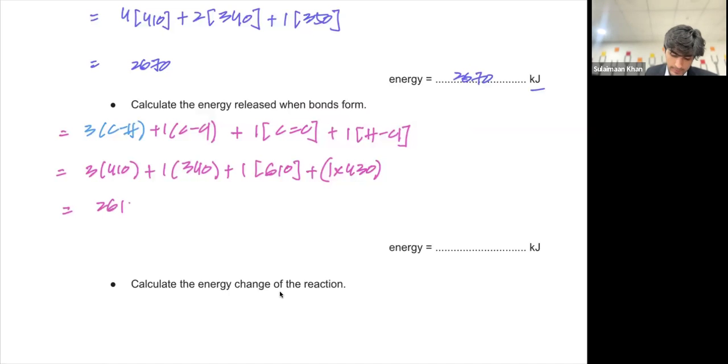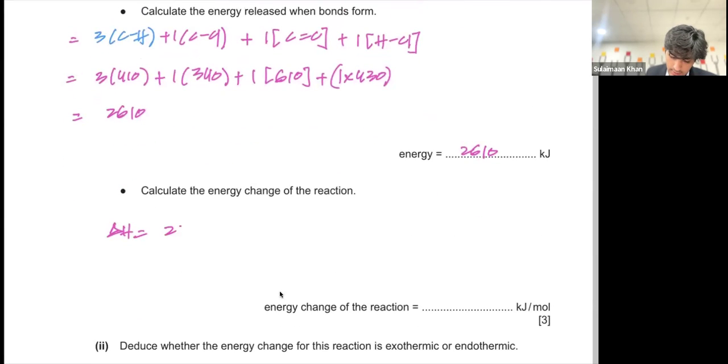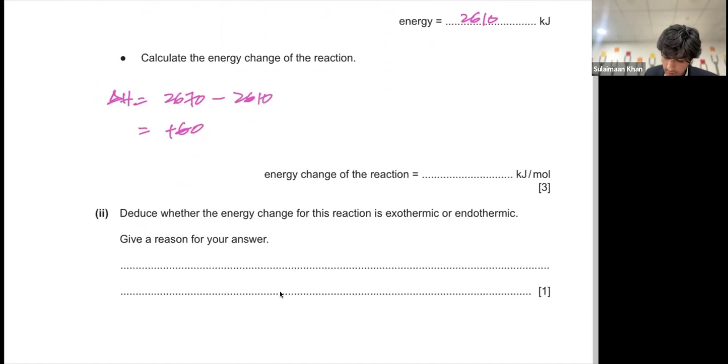2610. Thank you. So 2610. Can somebody confirm this, please, too? So enthalpy change. Energy taken in during bond breaking is 2670, and energy given out during bond formation is 2610. What do you get? Plus 60. So plus 60 kilojoule per mole. Easy or difficult? Easy lemon squeezy.